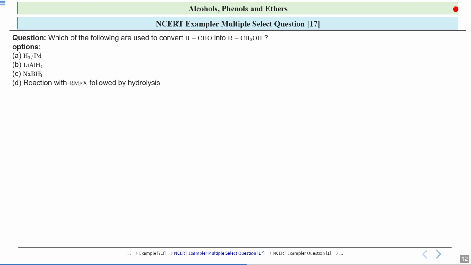So 4 options are given to you, and remember it is a multiple select question. First option is H2/Pd. Next is LiAlH4. C is NaBH4 and D is reaction with RMgX followed by hydrolysis. So this is a Grignard reagent which is followed by hydrolysis. That means you are breaking the compound in presence of water. So solve this question. I am giving you 30 seconds and then we will discuss the solution.